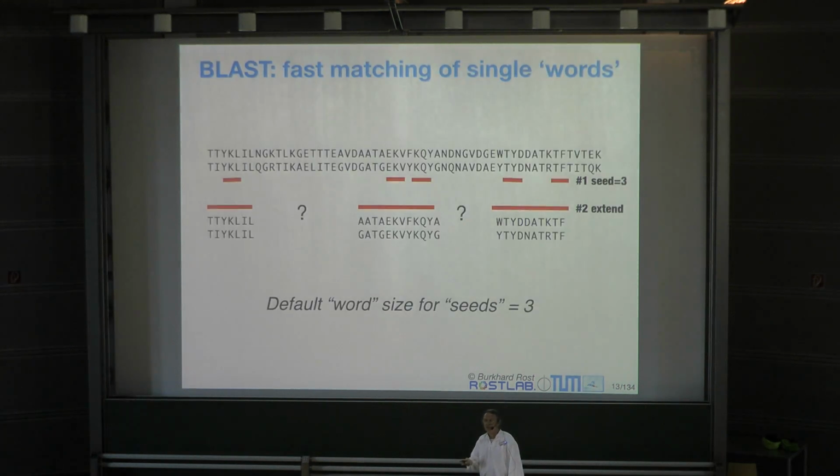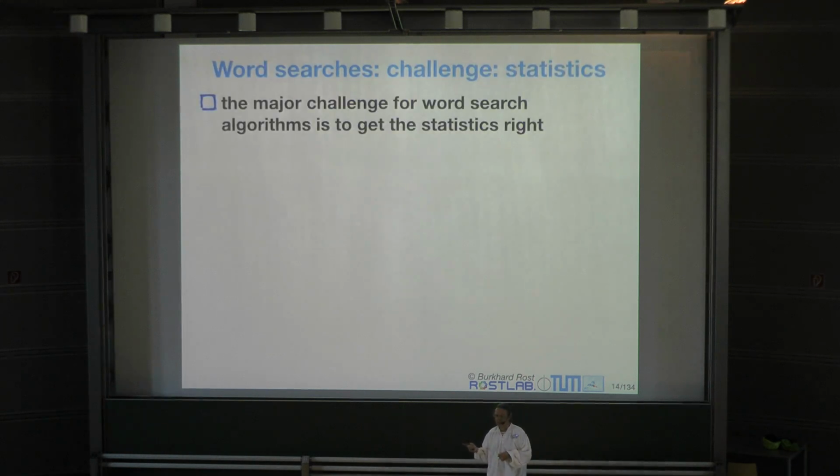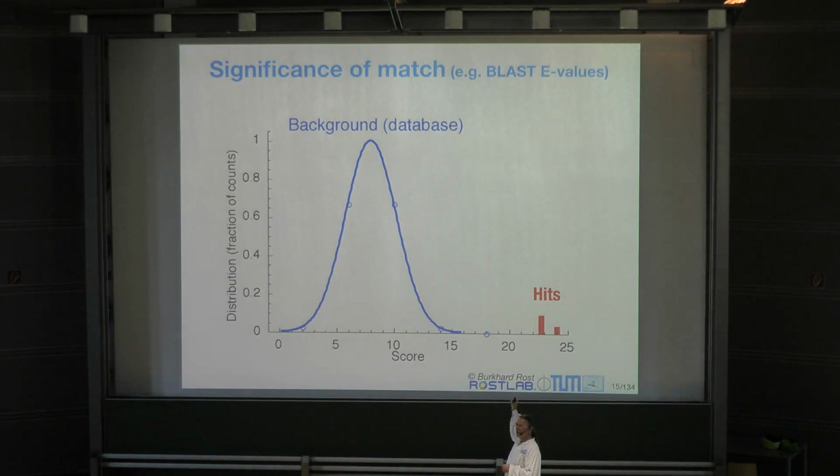Now, I also said that this dynamic programming is slow when you do large-scale comparisons. We want to speed it up. We speed it up by fast hashing, finding single words that match, and then extending these matches. The major challenge in this is getting the statistics right. So essentially seeing where here in red on the right the real score sits, and how far the real score in red is away from the blue, the background distribution.